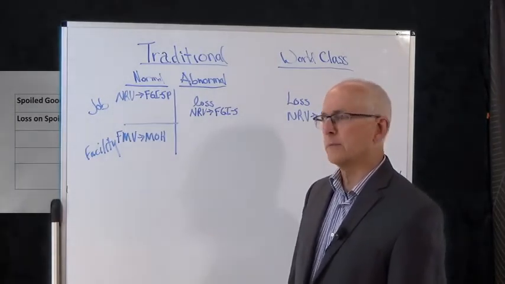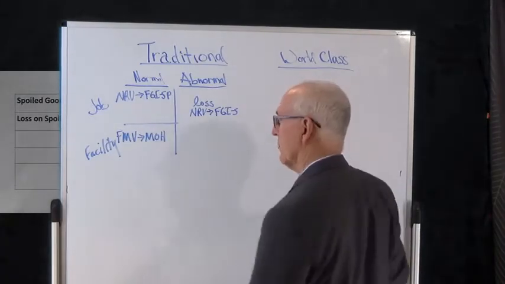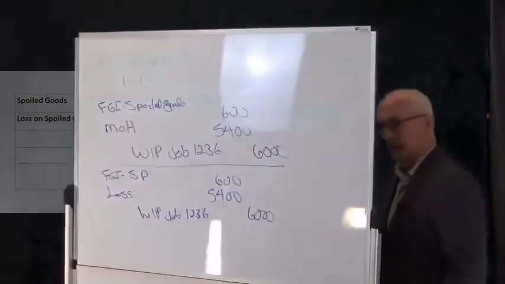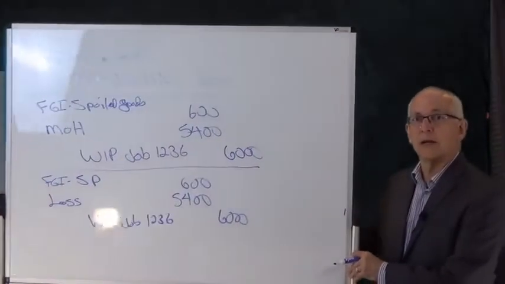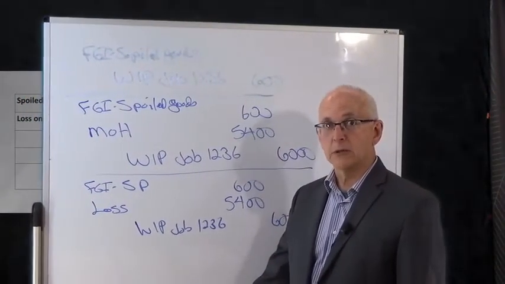Or back, something like that. So that's the fact situation. So if you see a journal entry like the one we just worked on, this should trigger in your mind the concept that you have an abnormal loss.